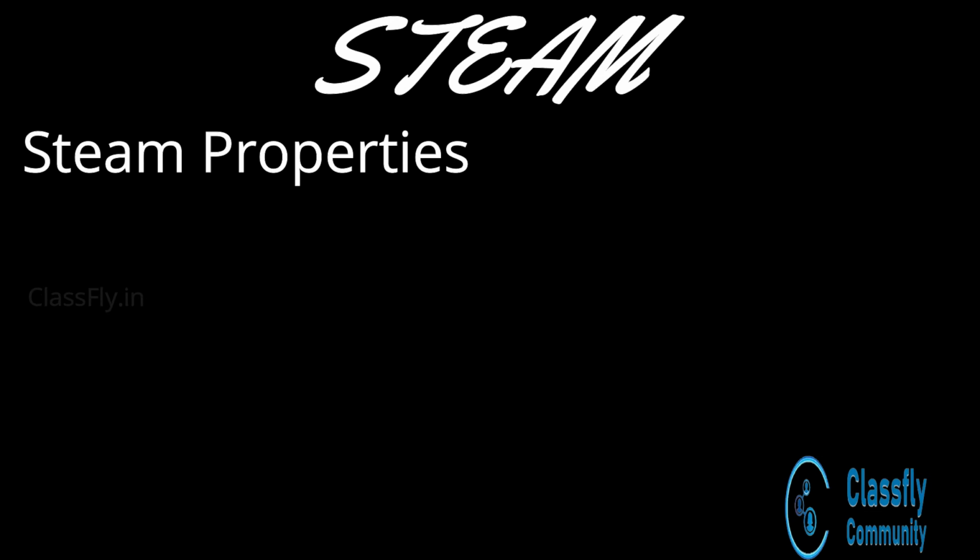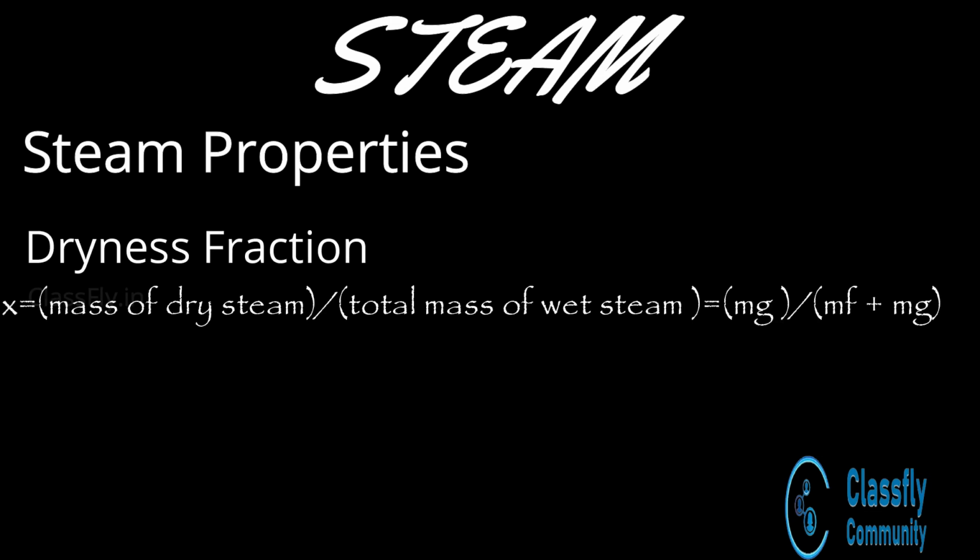Next, we move on to dryness fraction. This is the ratio of the mass of dry steam present in the wet steam to the total mass of the wet steam. As you can see in the formula, mg is the mass of dry steam and mf is the mass of suspended water particles.